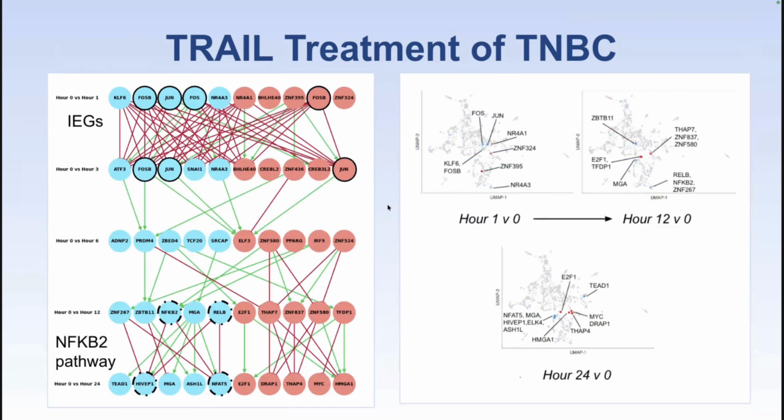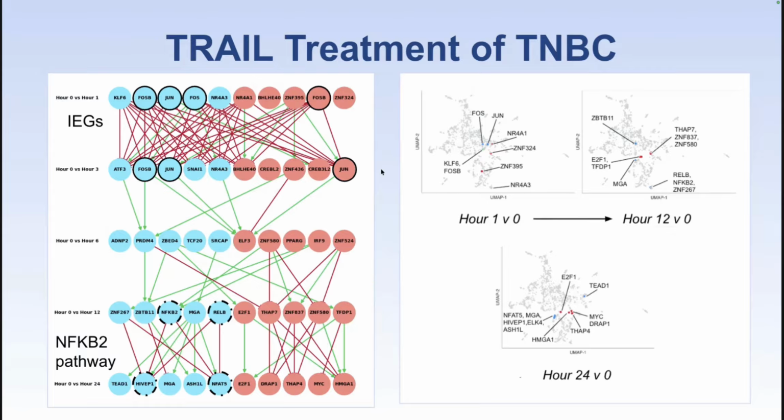So here are the results from the analysis. On the left, we have the time series regulatory subnetworks, where each row has the enriched transcription factors for each time point comparison. And so on the left side, we have blue nodes. These are the transcription factors that are enriched for the upregulated genes. And then on the right side, the red nodes are enriched for the downregulated genes. And then for the edges, the red edges represent inhibitory interactions, and the green arrows represent activation interactions.